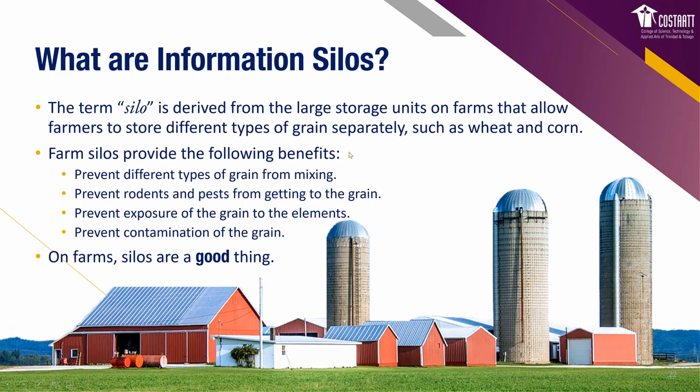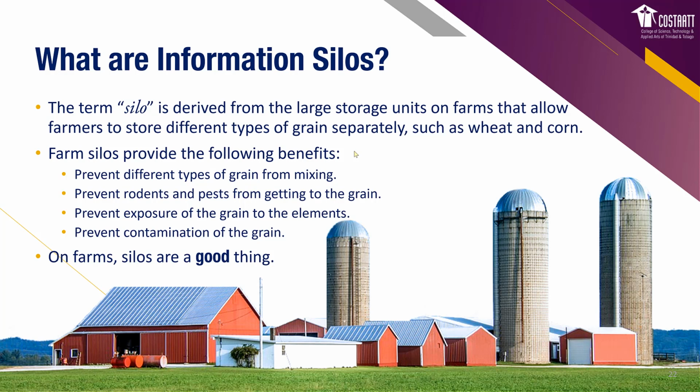Farm silos provide the following benefits. They prevent different types of grain from mixing. They prevent rodents and pests from getting to the grain. They prevent exposure of the grain to the elements like rain and wind and so on. And it prevents contamination of the grain. So a silo is a good thing, right? And definitely on a farm, silos are a good thing.